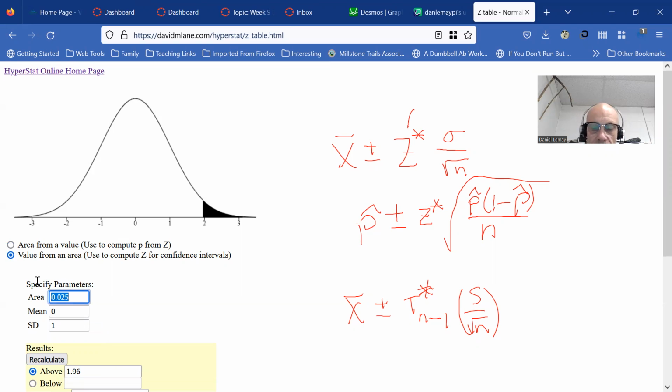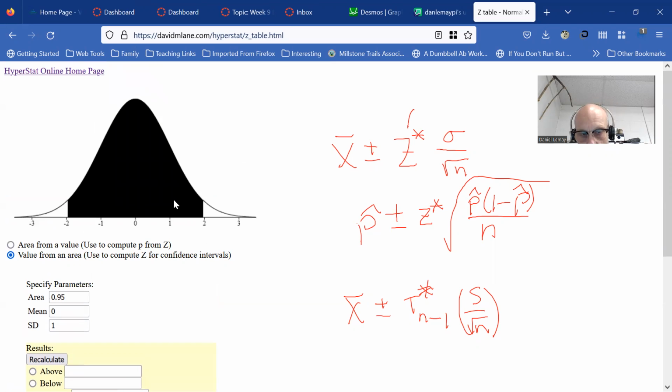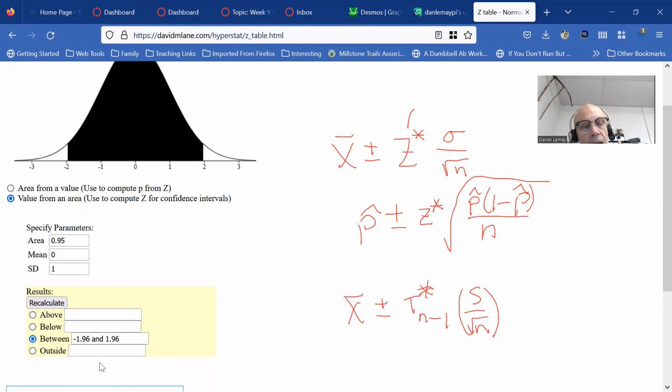If I'm looking for a 95% confidence interval, I'm going to do 0.95, and I'm going to go between, because I want to know, see, now that's 95% of the distribution in between those two cutoffs, whatever they are, and the z-score from negative 1.96 to positive 1.96 cuts that off. So that's what we'd write here. Let me get a pointer. That's what we'd replace the z star with. It would be 1.96. Then we add it and subtract it. That's why it's plus or minus.